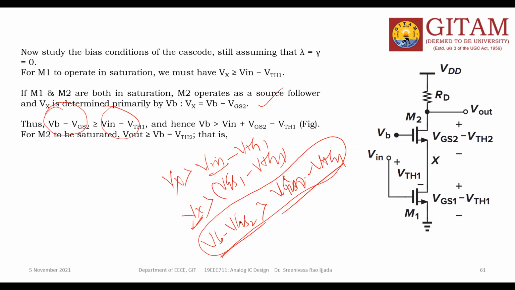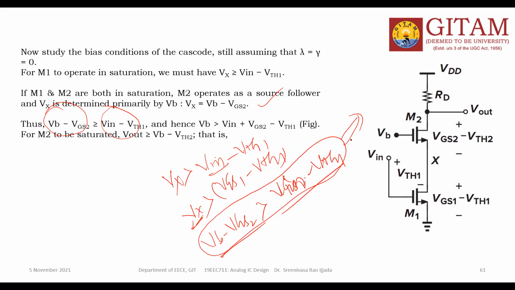Definitely, to check the saturation region of a transistor, we should look at its drain potential, because if its drain potential is more than the effective or excess voltage, your device will be in saturation. So that is the condition for the M1 transistor only. The same condition I need to check for the M2 transistor also.